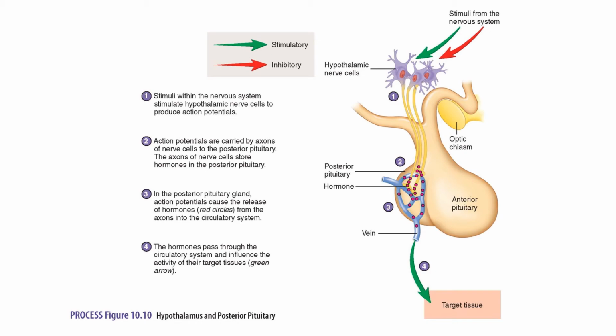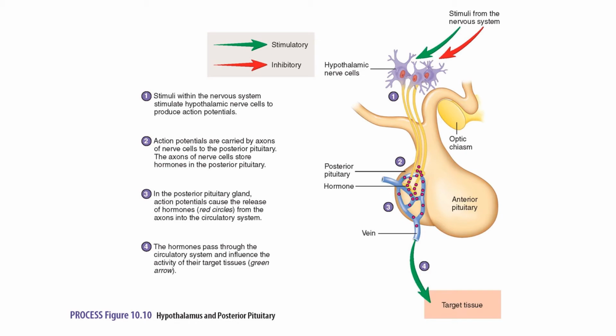So this is how your hypothalamus and your posterior pituitary works. Again, stimulatory are the green ones, and then you have the red ones for inhibitory. So first one, the stimuli within the nervous system stimulate the hypothalamic nerve cells to produce action potentials. So again, you have the nerves again. So more on the neuronal na naman siya na stimulus. And then action potentials are carried by the axons of the nerves of the posterior pituitary. And the axons of the nerve cells store hormones in the posterior pituitary.